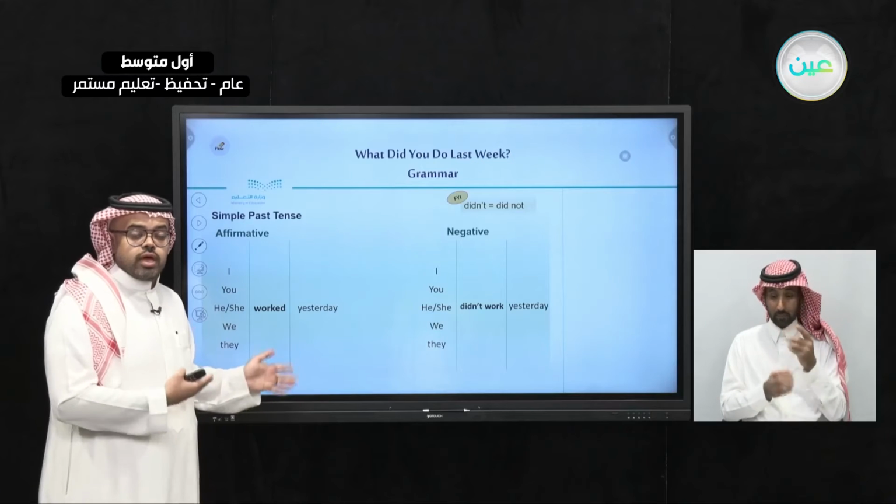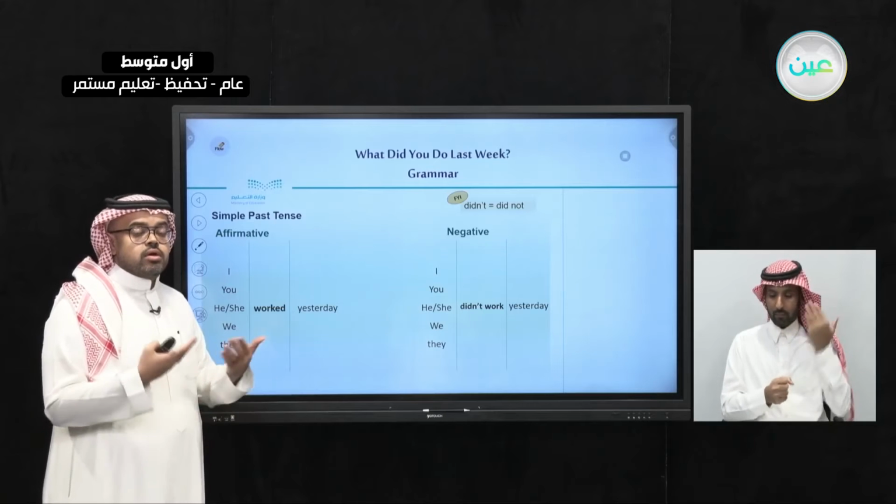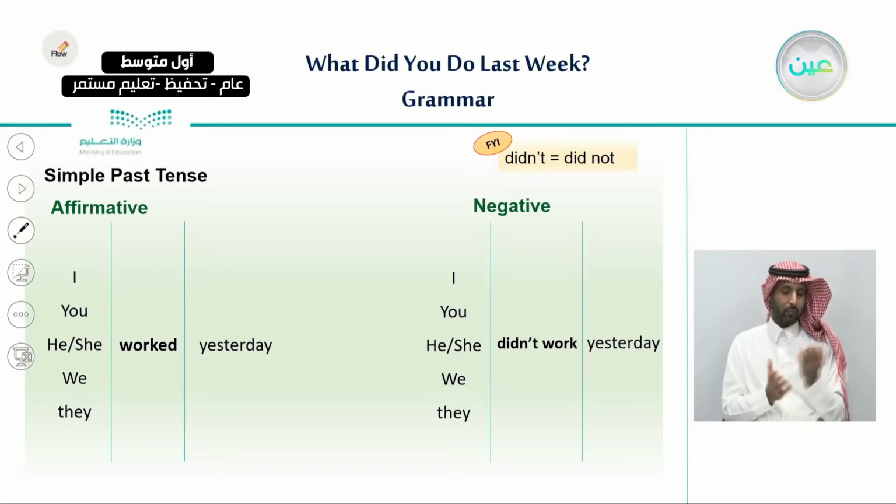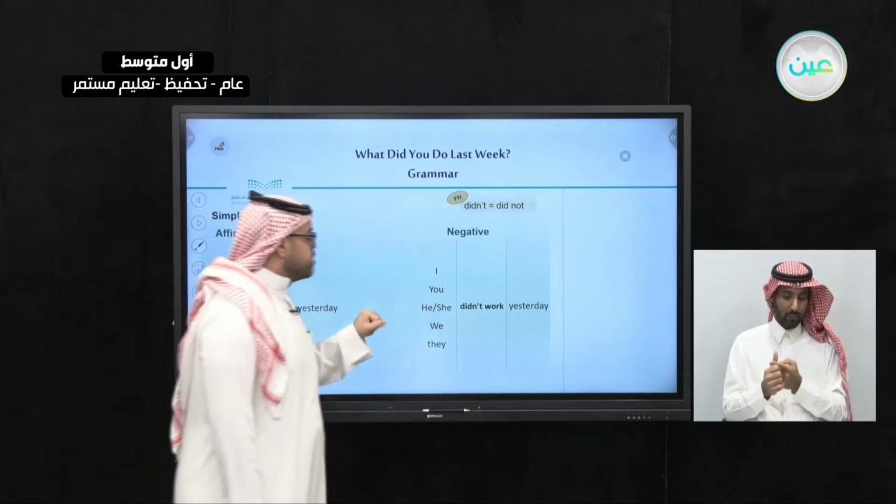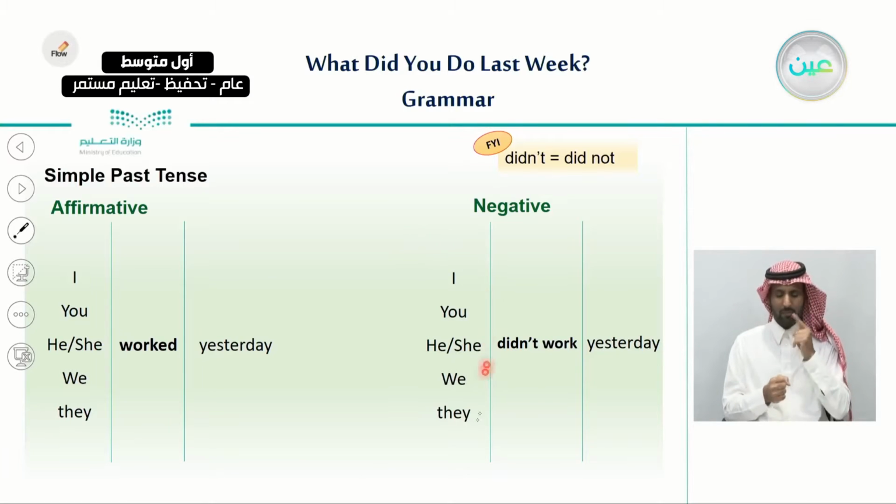So this is how we can talk about things that happened in the past. And this is of course for the affirmative sentences that have no negative. But what about the sentences in negative? So as I said again, no matter what the subject is, I, you, he or she, we or they.